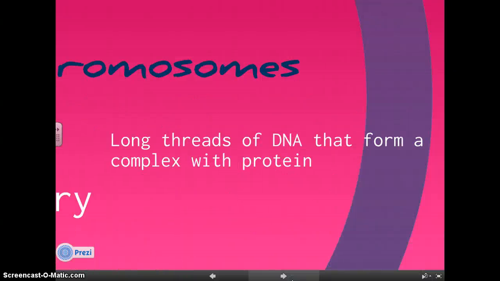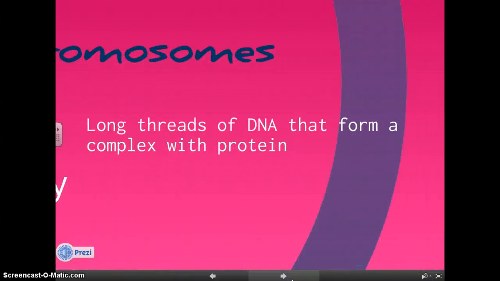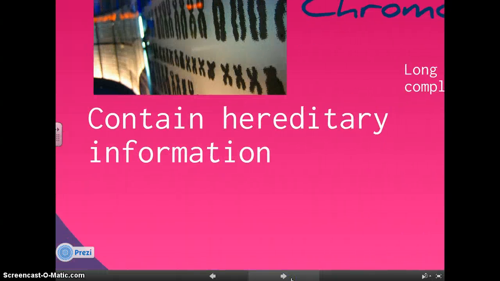Chromosomes. These are your long threads of DNA that form a complex with protein. They basically wind up the DNA onto these proteins called histones. They pack together and they create the compact little chromosome X that you see. These contain your hereditary information, all the genes that code for every protein, every trait that you see. It's all found in your chromosomes.